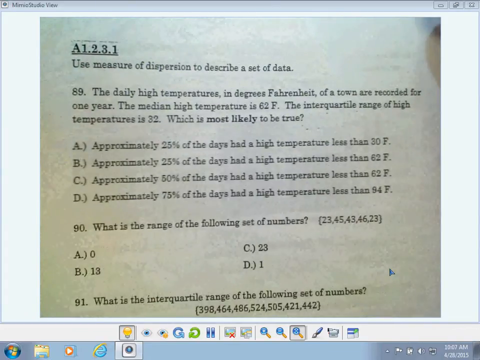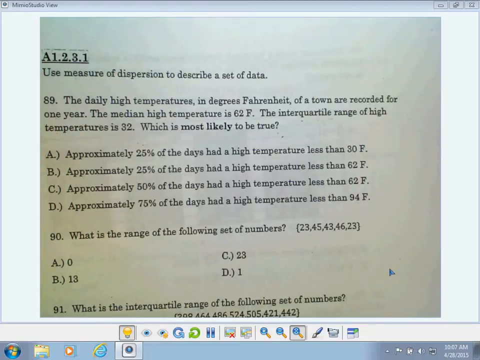Okay, let's go to number 89. So 89 says the daily high temperatures in degrees Fahrenheit of a town are recorded for 1 year. The median temperature is 62. The interquartile range of high temperatures is 32. What is most likely to be true?